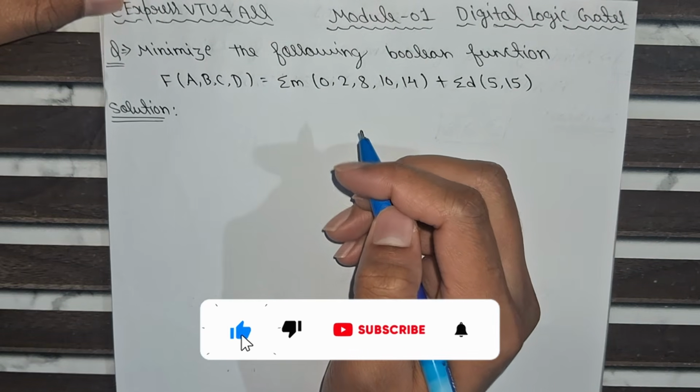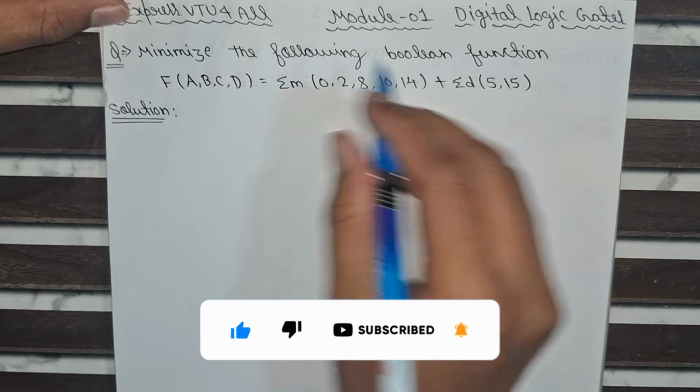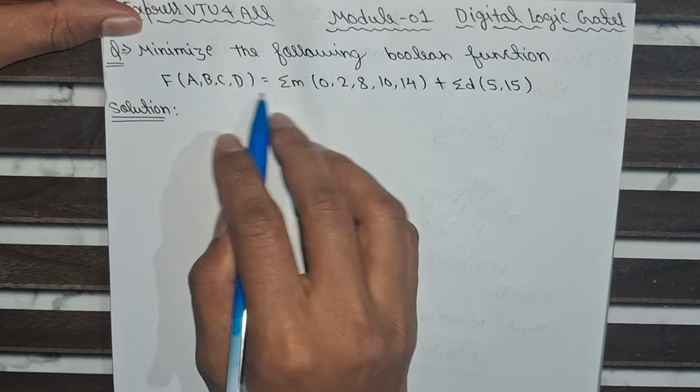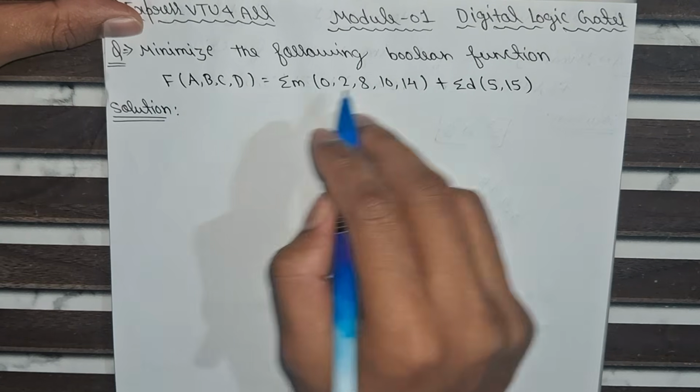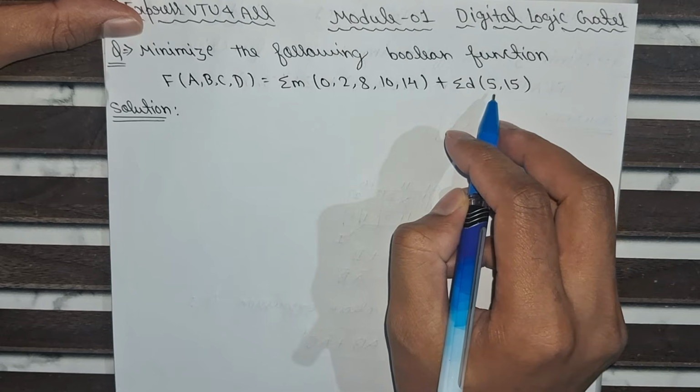In this video, we have to solve a very important question from Module 1 Digital Logic Gates. So our question is, minimize the following Boolean function f of a, b, c, d equals to minterms 0, 2, 8, 10 and 14, and the don't care values given are 5 and 15.